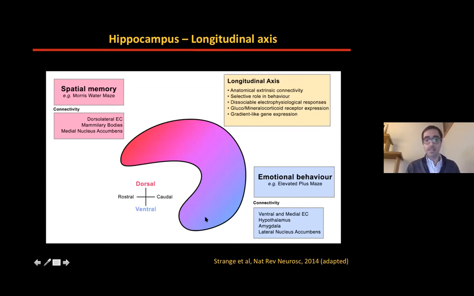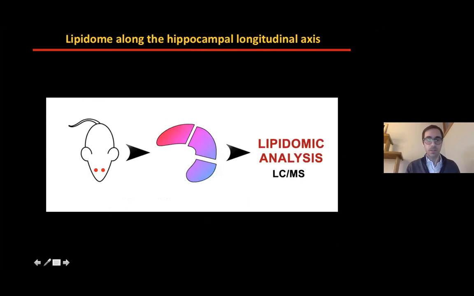And to actually answer that, we did a very simple approach. We divided the hippocampus into three parts, the dorsal, intermediate, and ventral hippocampus, also based on previous studies of its connectivity and its gene expression along this gradient. And then we performed a lipidomic analysis. We also compared this lipidomic analysis with other regions of the brain of these rodents.